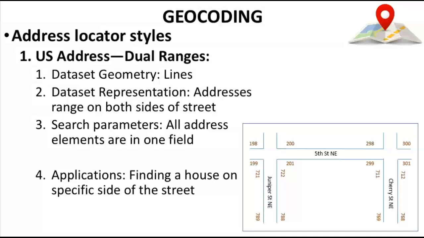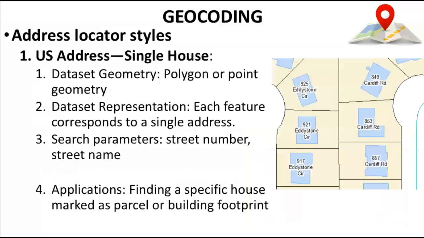When you are working with an address locator, you will also be asked to choose an address locator style. ArcGIS has several of these styles available throughout the world. But in the United States, we usually use dual ranges, which is based on a geometry line where the addresses are stored. And addresses basically range on both sides of the street. All address elements are stored in one field within the data table. This is very useful to find a house on a specific side of the street.